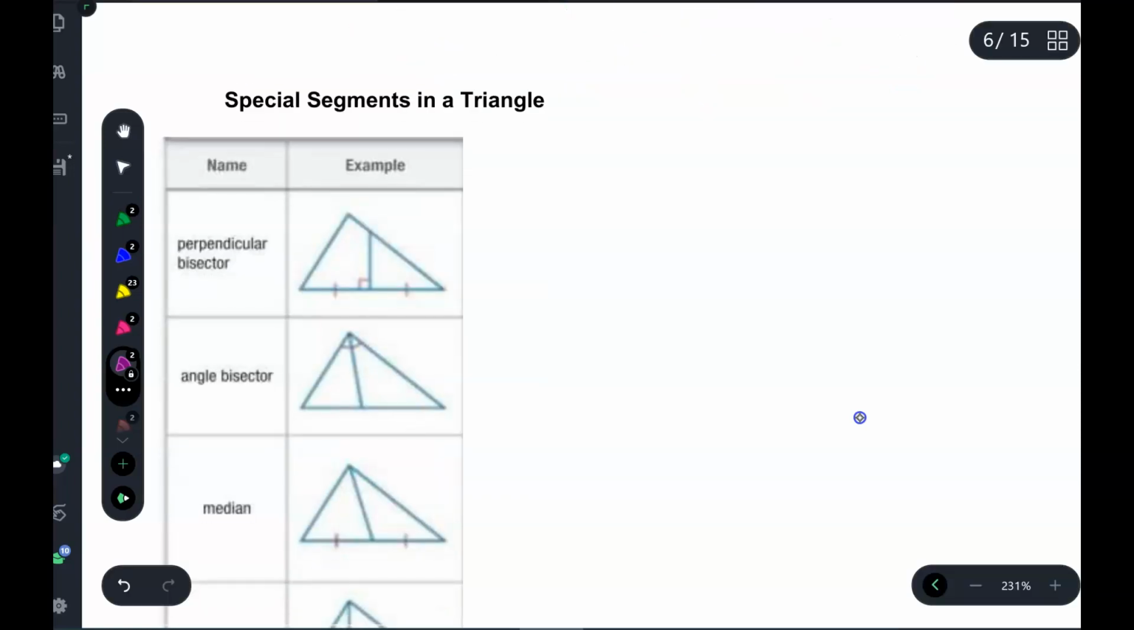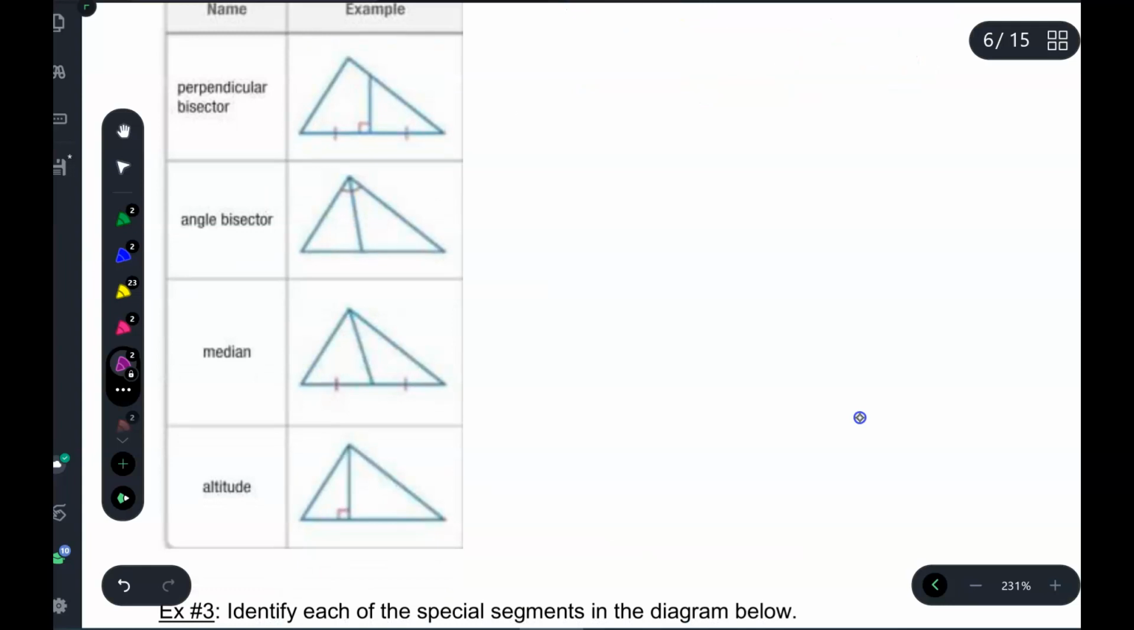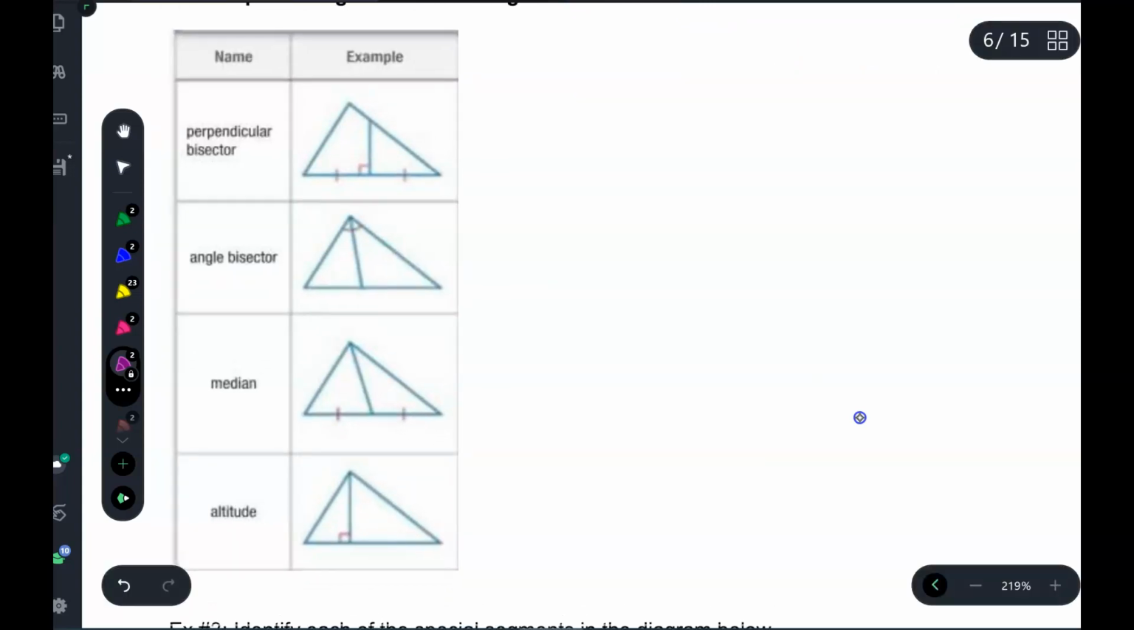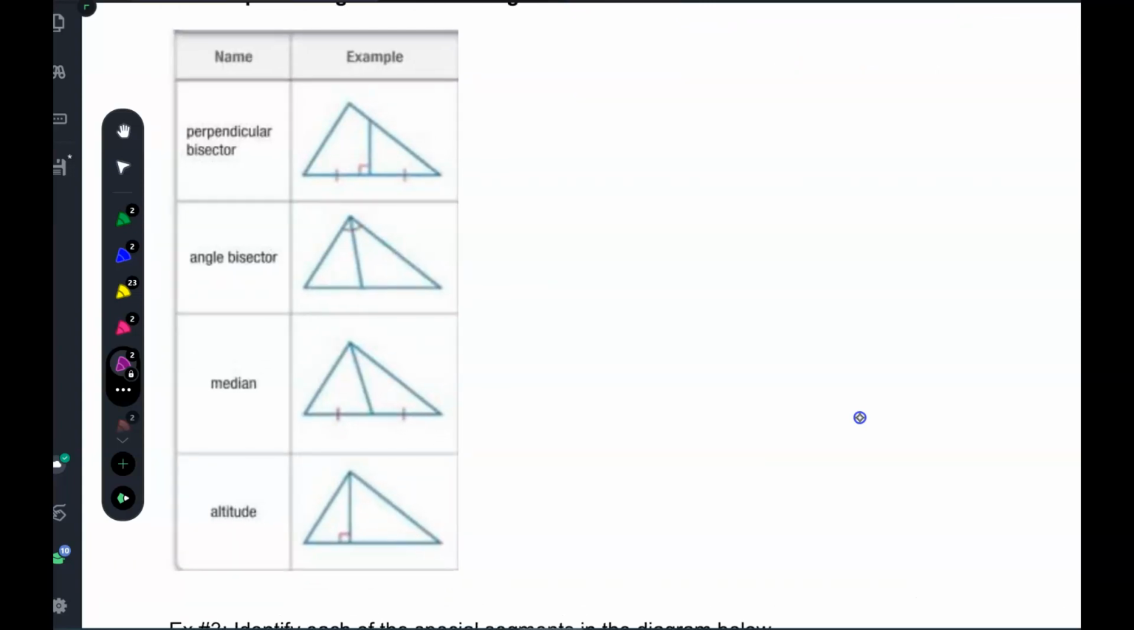All right, these are just a summary of all the important segments. There's 4 of them. The first one we did, perpendicular bisector. We feel good about that. It makes a right angle and makes things congruent. Angle bisector just makes the angles congruent. A median goes to the midpoint, makes 2 segments equal. And an altitude makes a right angle.